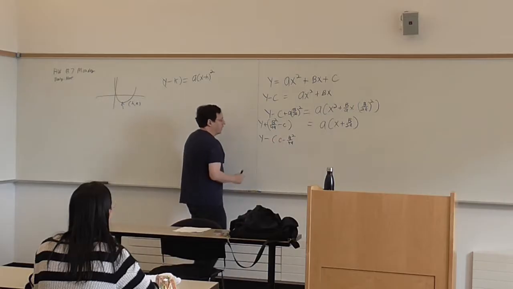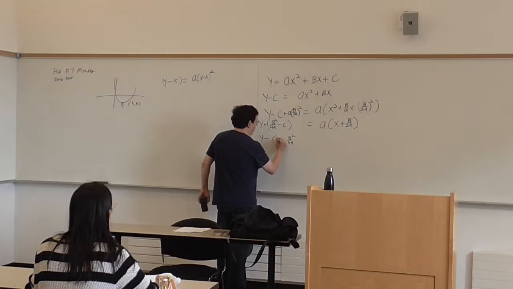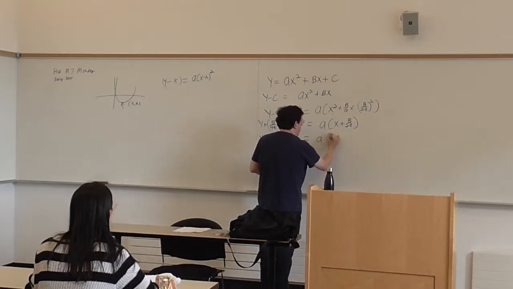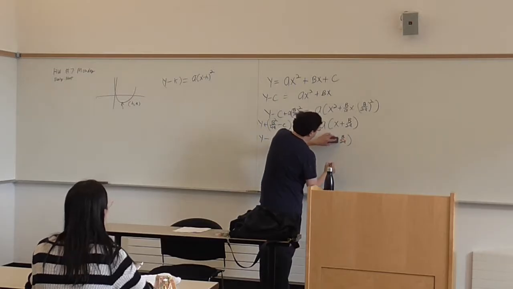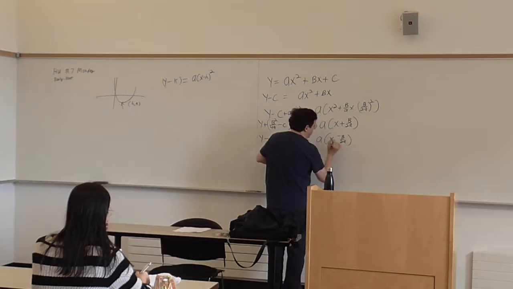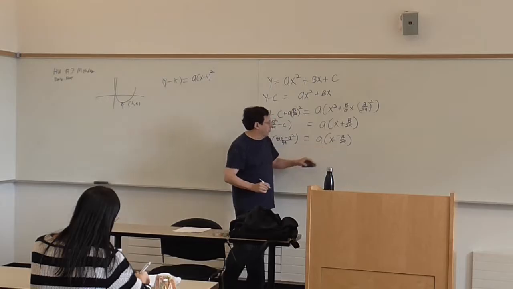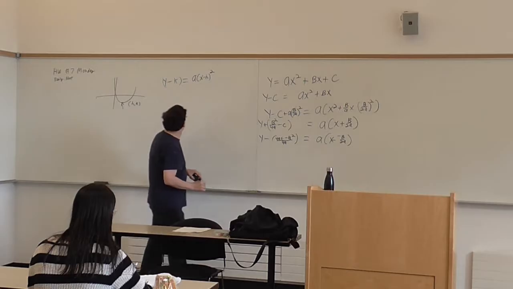And I'd like to have this over a common denominator, so this is going to become 4ac over 4a minus b squared. Okay, this is exactly what I wanted. Let me write this as minus a negative, right? So now I can see my h is minus b over 2a, and my k is this ugly guy.